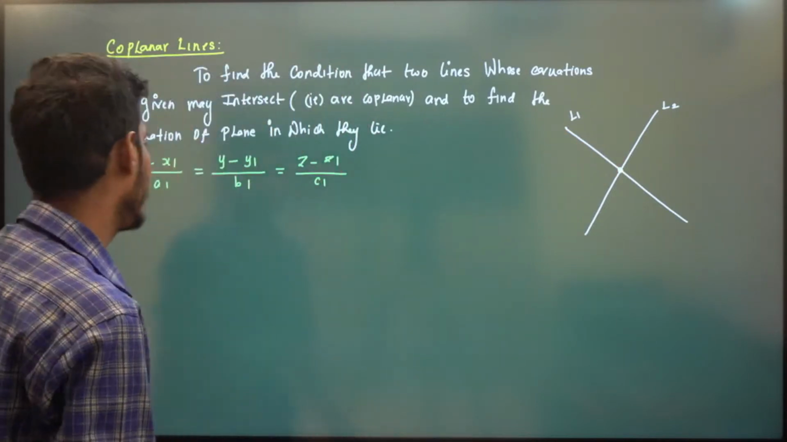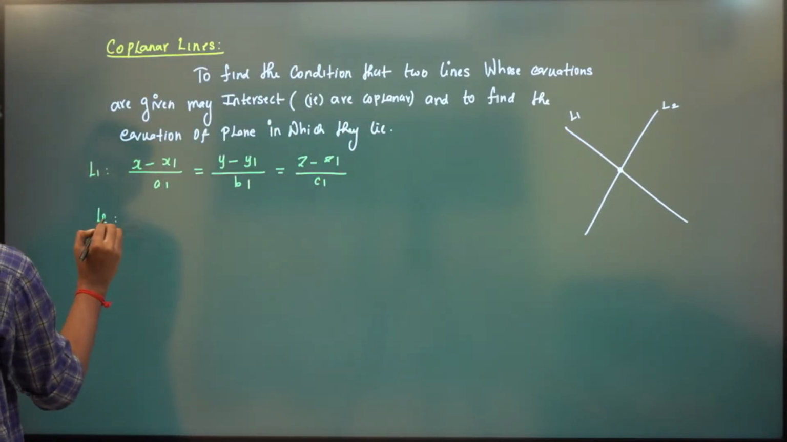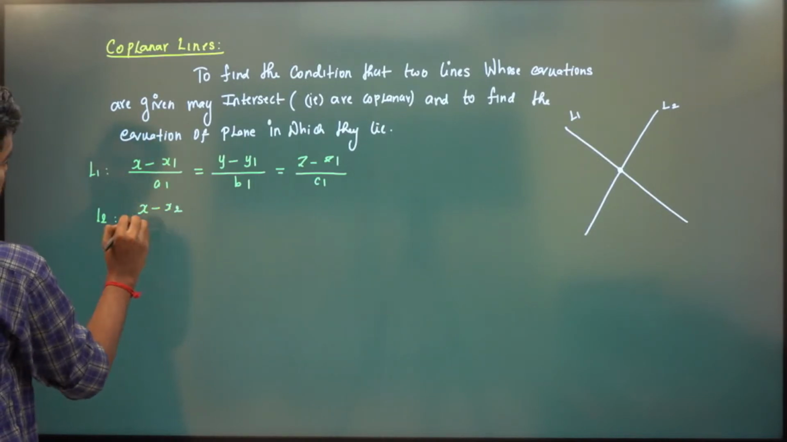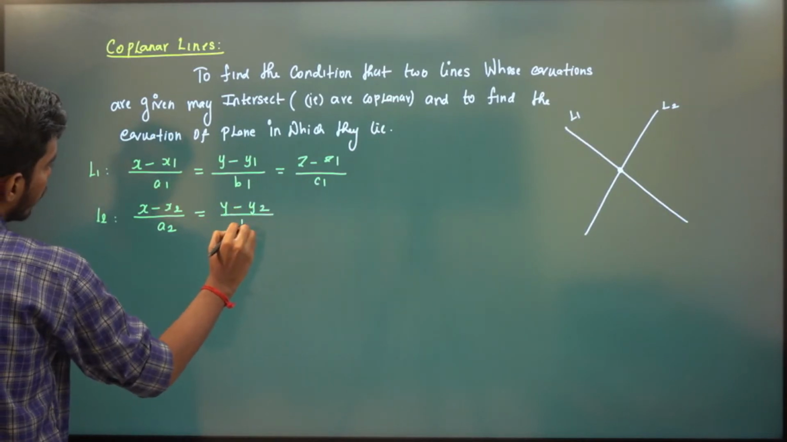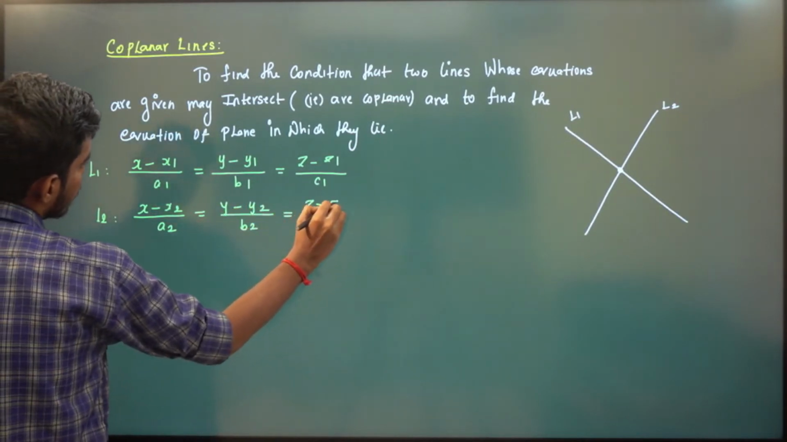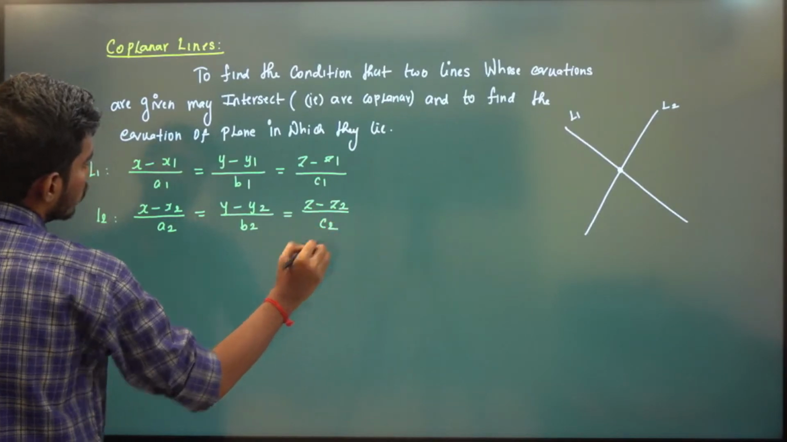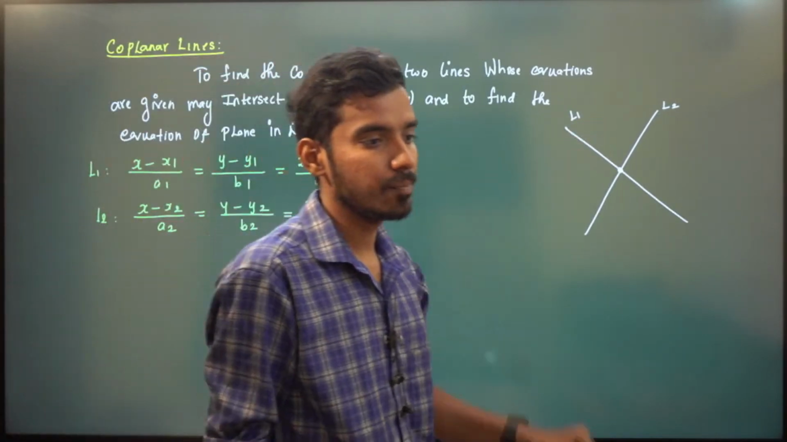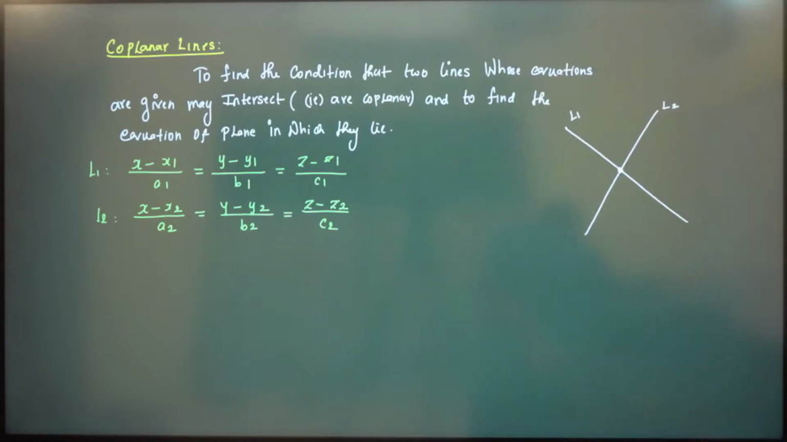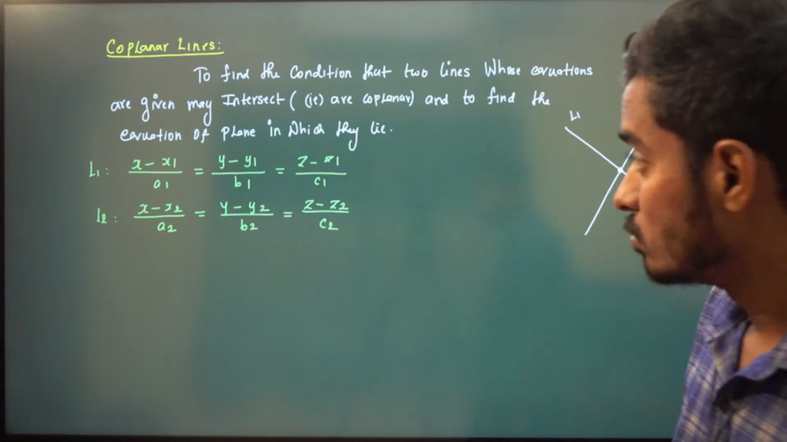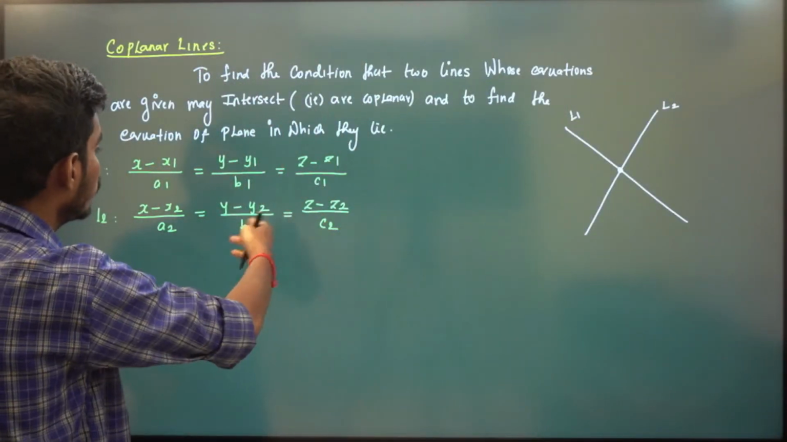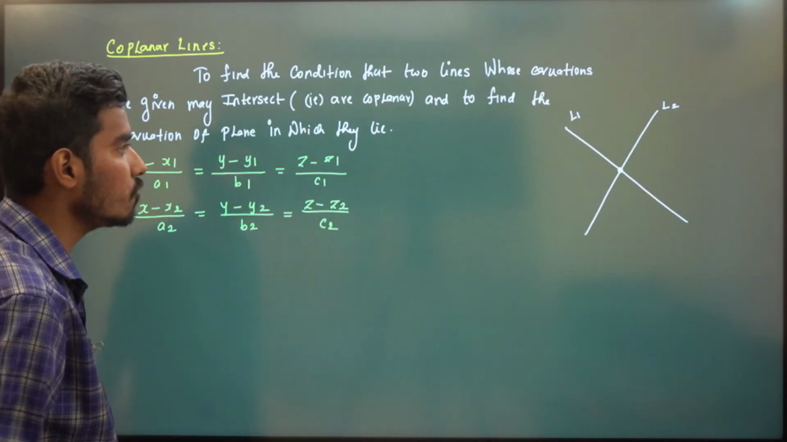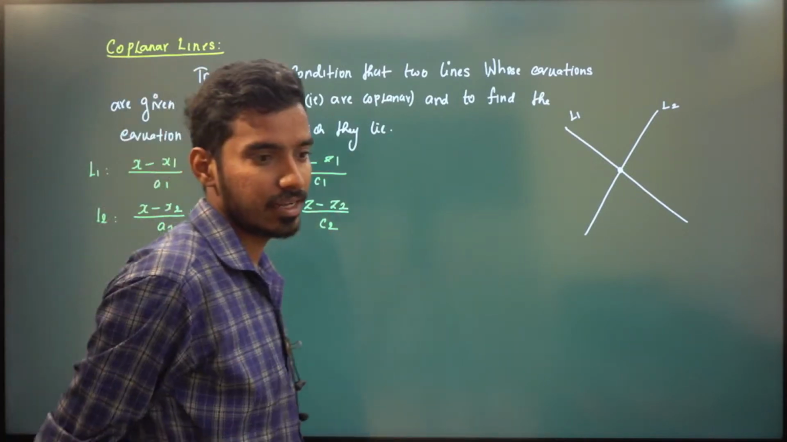Let us consider L2, another line: (x minus x2) divided by a2, (y minus y2) divided by b2, (z minus z2) divided by c2. Here x2, y2, z2 is any point on the line L2, and a2, b2, c2 is the direction ratio of L2.